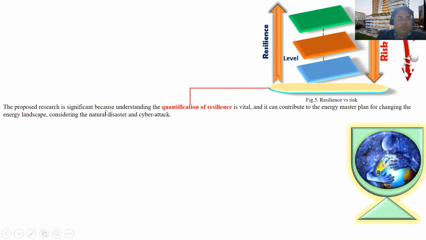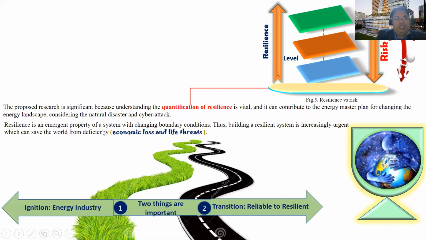So the proposed research is significant because understanding the quantification of resilience is vital. It can contribute to the energy master plan for changing the energy landscape, considering natural disasters and cyber attacks. Resilience is an emergent property of a system with changing boundary conditions. Every time it is changing, thus building a resilient system can save the world from two deficiencies: economic loss and life threat. So two things are very important nowadays. One is ignition: we need to ignite our energy industry. Then we go for the transition from reliable to resilient. Thank you very much.